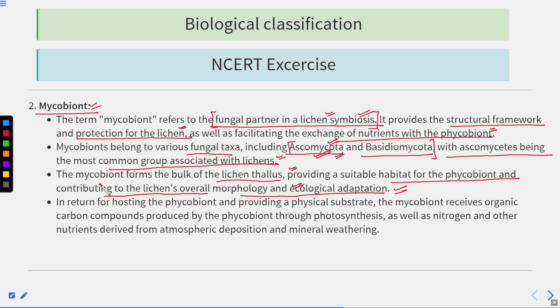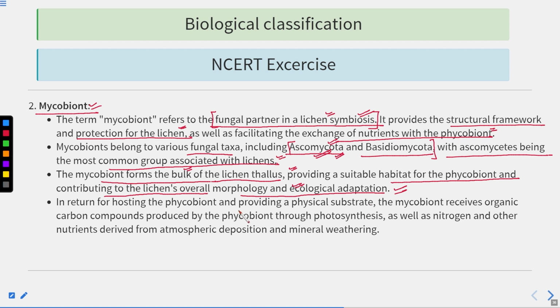Okay, so this microbiont is very important, and it makes up the bulk of the lichen thallus. The main bulk of the thallus is made by the fungal component, that is the microbiont, because there is only one single zone where this phycobiont is there. Okay, the rest is the microbiont.